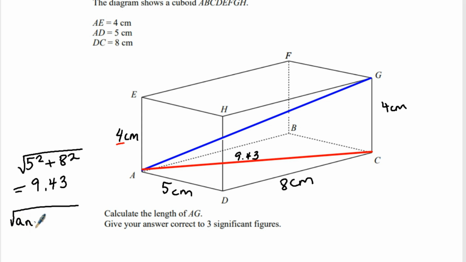Now you will use a squared plus b squared equals c squared to find the final diagonal, AG. The hypotenuse of your last triangle is now one of the shorter sides in your new right triangle. You will now calculate 9.43 squared plus 4 squared and take the square root of your answer. Your final answer is 10.2 to the first decimal place.